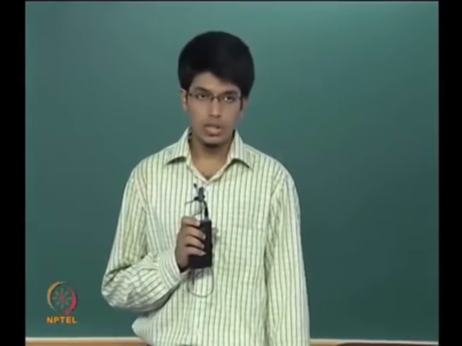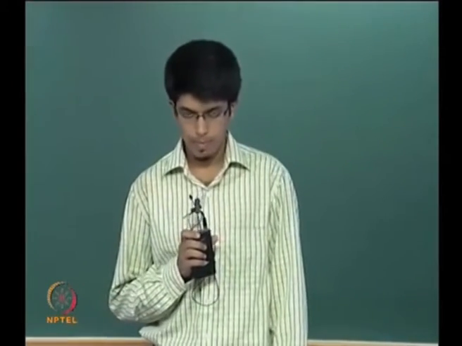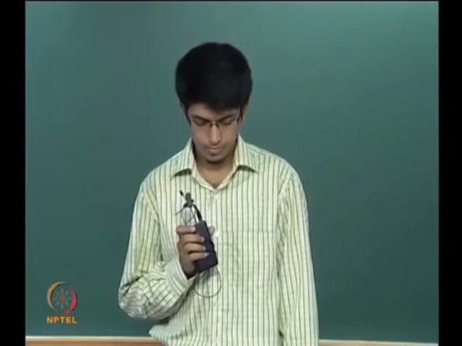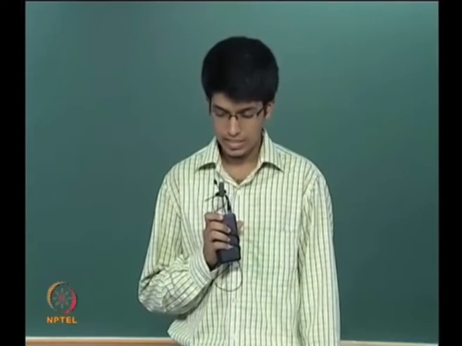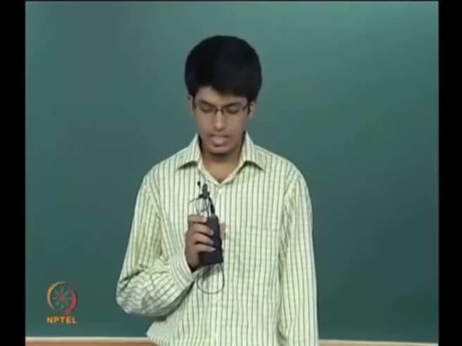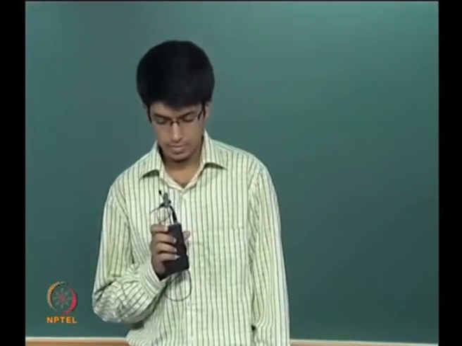The main components of this system are the satellite phones, the satellites, which can be either geostationary or low Earth orbit satellites, and a terrestrial gateway for communication with terrestrial cellular and landlines.